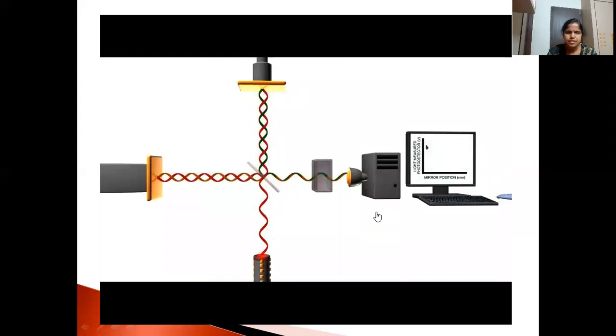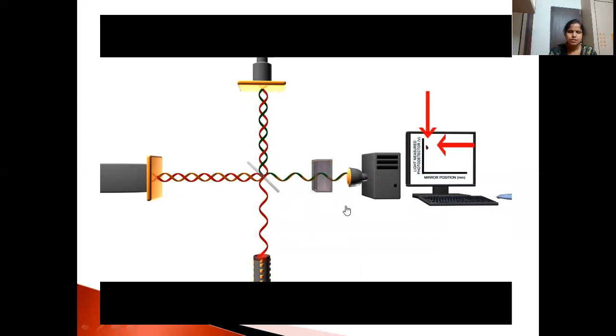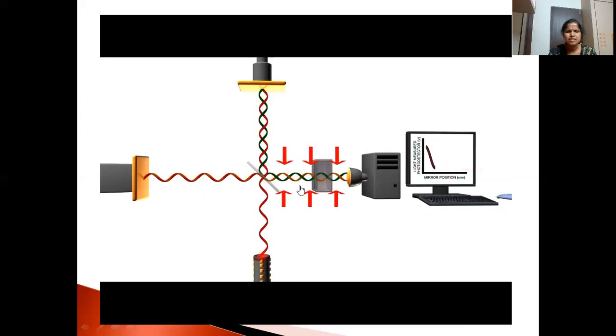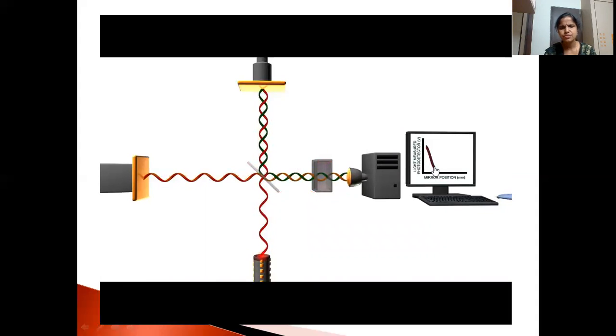As I said, when the two waves come back, they are in phase, that is constructive interference. When there is constructive interference, the transmittance is high, so it starts from the higher side. But when we move the movable mirror in this way, you can see the two waves are no longer in phase. That is what we call destructive interference, and when destructive interference takes place, the transmittance decreases.